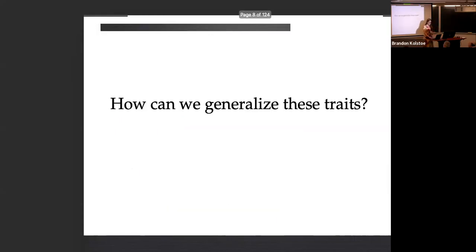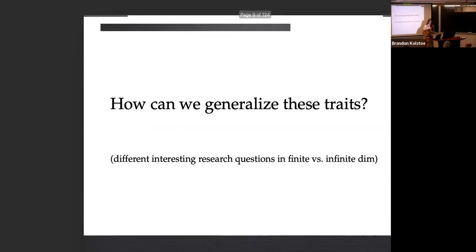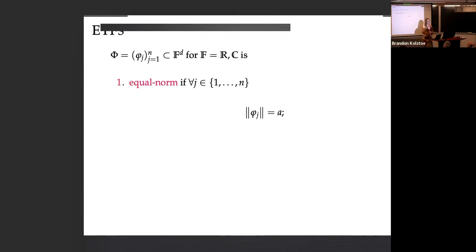So one question would be, how can we generalize these traits? And pretty much everyone who's in this room has done some work on generalizing these traits. And there are different interesting research questions in finite versus infinite dimensions. Okay, so we're going to start with finite dimensions and talk about ETFs. So an ETF is a collection.